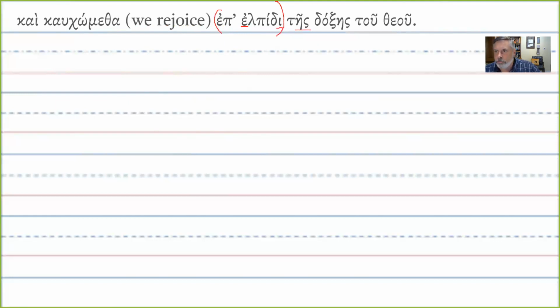In the genitive case, tes, doxes, genitive case, of the glory, genitive case, of God. We rejoice on the basis of hope or at hope of the glory of God.